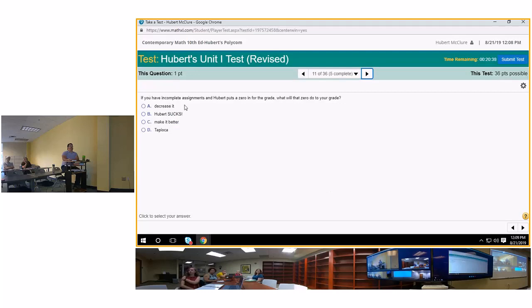If you have incomplete assignments, this is from the student that said she didn't know that zeros would bring down your grade. Y'all believe that? 12 years of school, and you missed an assignment and you don't know that a 0 brings your grade down? Yeah, she thinks I'm going to fall for it.